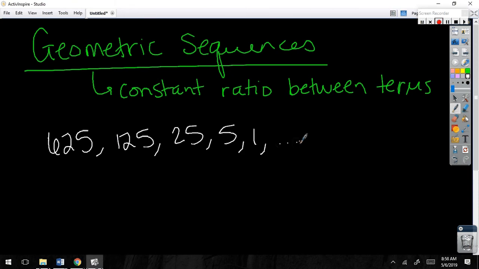625, 125, 25, 5, 1. So you tell me, is that geometric, yes or no? Most likely, since I put it up there, it is. What's the ratio between the numbers? Okay, you're looking for the pattern, but I just want to know the ratio. It's divided by 5. So remember, we want to look at this term and divide it by this term. So what is the ratio? 1/5.